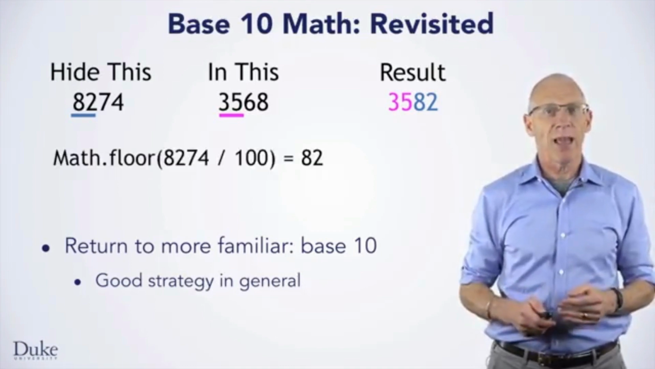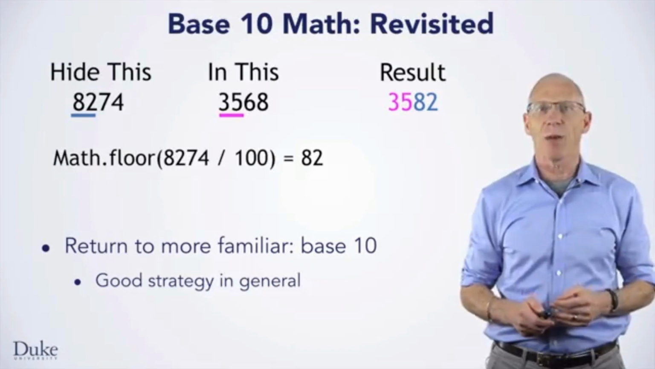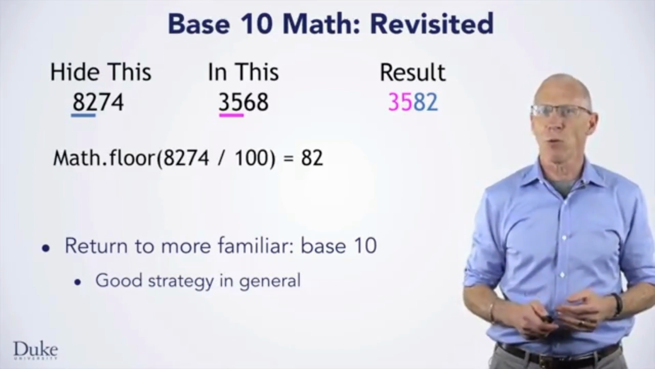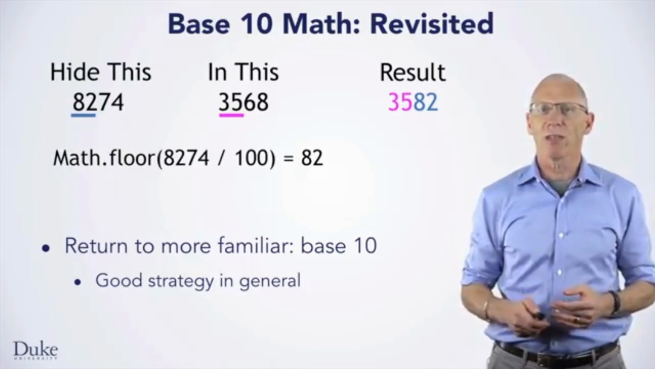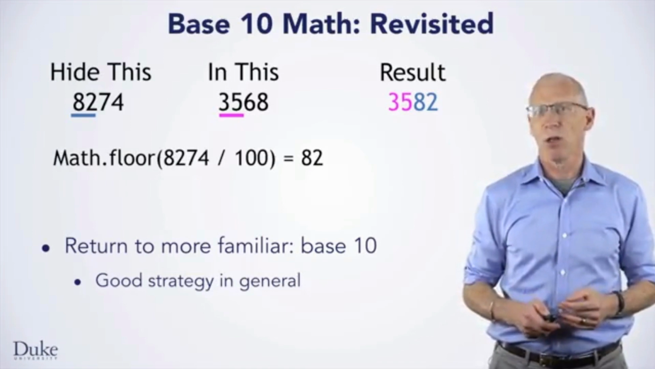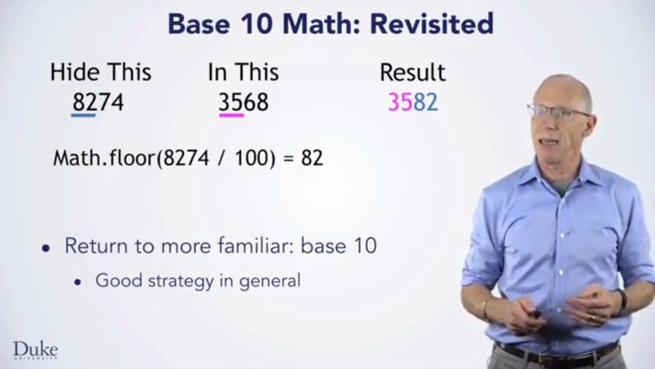You could take 8274 and divide by 100. That would give you 82.74, and then throw away the 0.74. The mathematical operation called taking the floor of a number means rounding it down to the whole number less than or equal to it. In JavaScript, you would do this with Math.floor(8274 / 100), and that would give you 82.